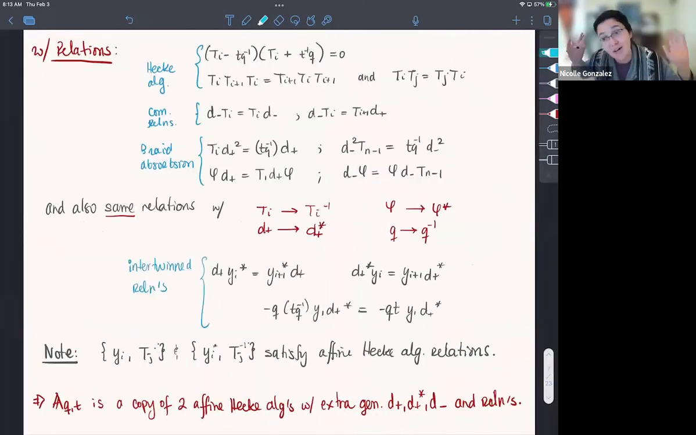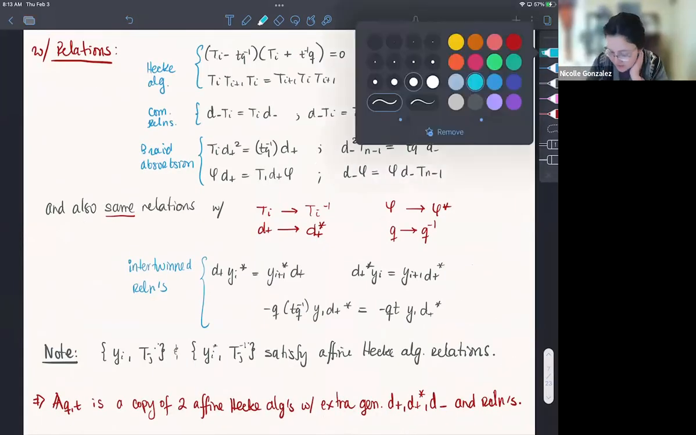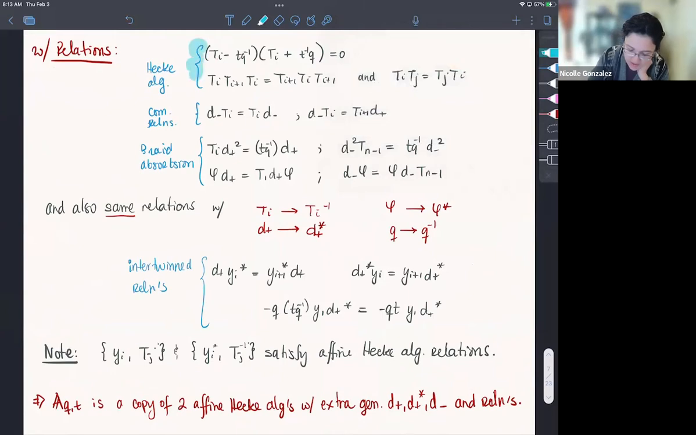So there's a lot of relations. And the T_i, you want to think about these as basically just a copy of the Hecke algebra. They're just generating a Hecke algebra. You have some operators commuting. So the d_-, oh, this should be a d_+, sorry.